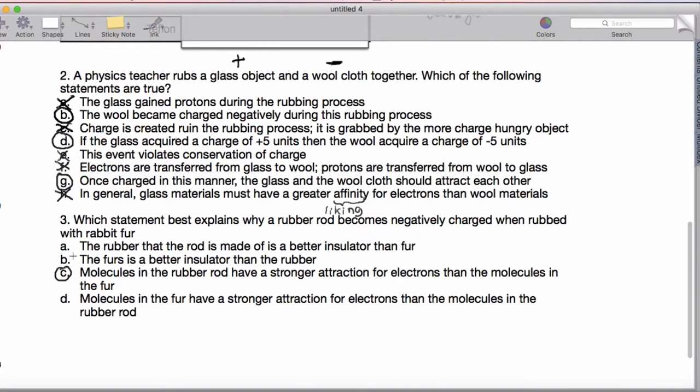Don't overcomplicate it. It's not about insulators or conductors. It's simply the fact that molecules in the rubber rod have a stronger attraction for electrons than molecules in the fur. So that's questions 2 and 3, and we'll look at question 4 in the next video.